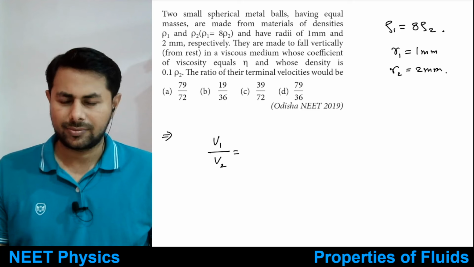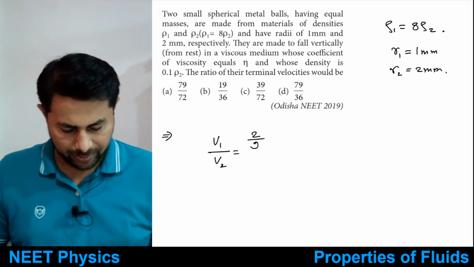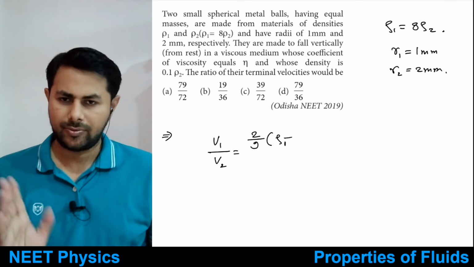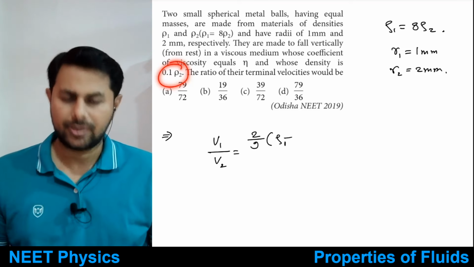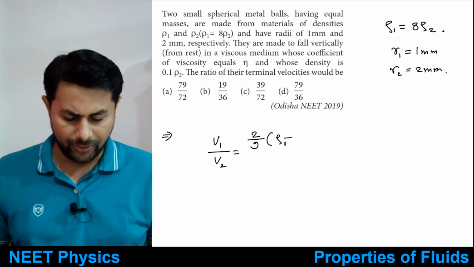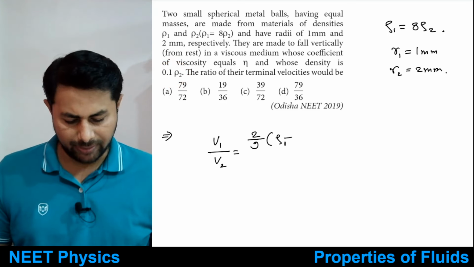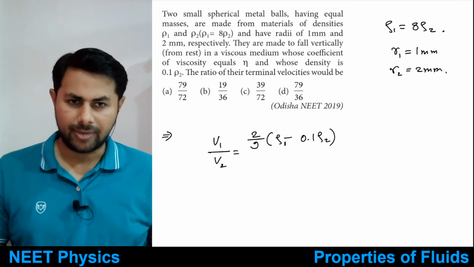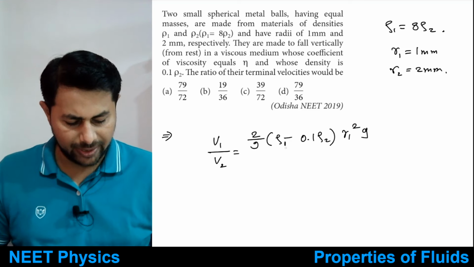V1 by V2 is equal to, tell me, it is 2 by 9 multiplied by rho minus sigma, right? So what is rho for V1? It is ρ1. And what is sigma? It is the density of this liquid or the fluid. It is given to be equal to 0.1 times ρ2. So ρ1 minus 0.1 times ρ2, that is sigma, multiplied by r1 square g divided by eta.